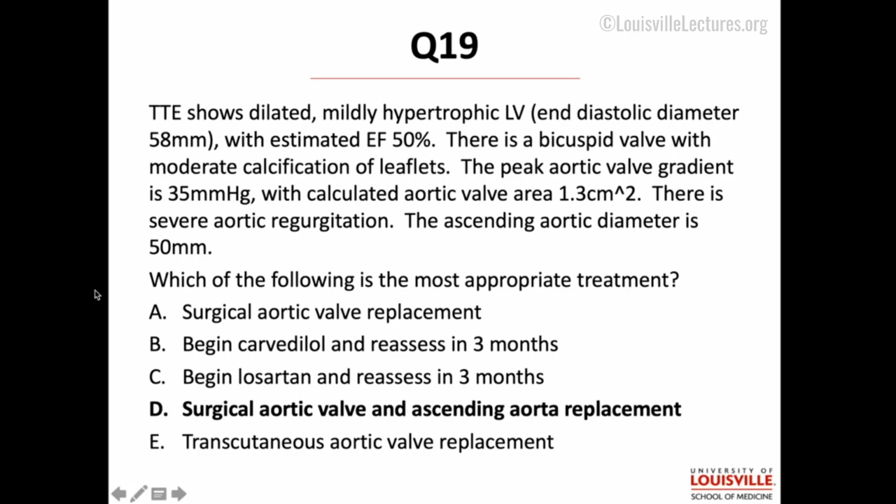However, she also has a large ascending aortic diameter of 50 millimeters. So when you're at that point, you're already going to be replacing the valve, and your ascending aortic diameter is 50 millimeters, you actually do both the valve and the ascending aorta.